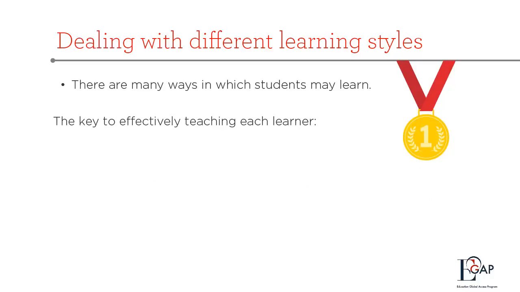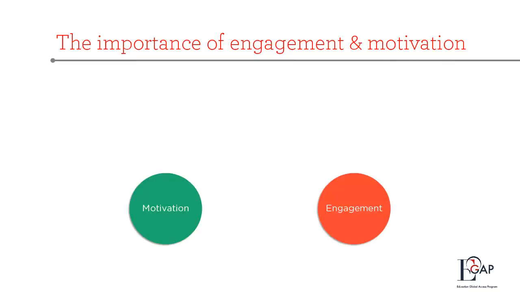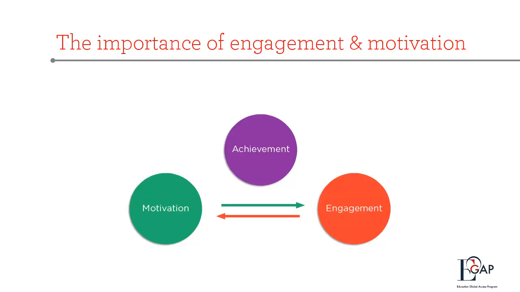The key to effectively teaching all of the different learners in your classroom lies in your ability to maintain student engagement and motivation. Maintaining student engagement and motivation is a vital skill, since these factors are intrinsically connected to student achievement. Engagement is linked to motivation, and motivation is linked to engagement. Motivation and engagement both lead to student achievement.